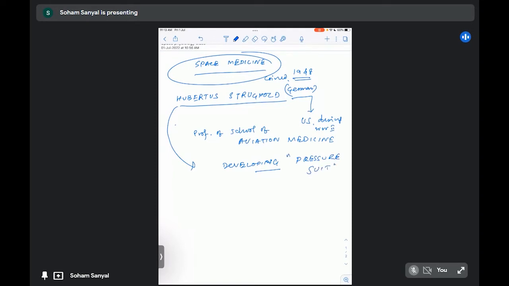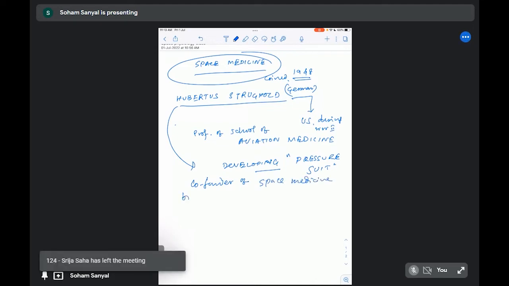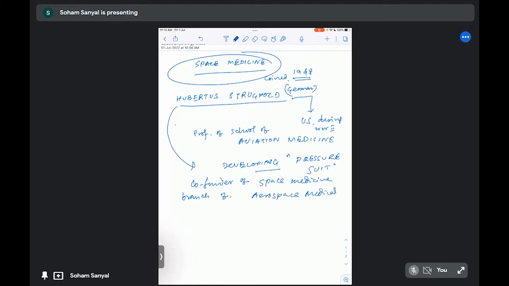He was the first person. And he was also a co-founder of the space medicine branch of the Aerospace Medical Association. So back in 1950, actually, all these things happened. So they were so advanced at that time.